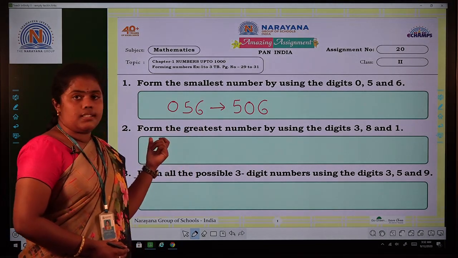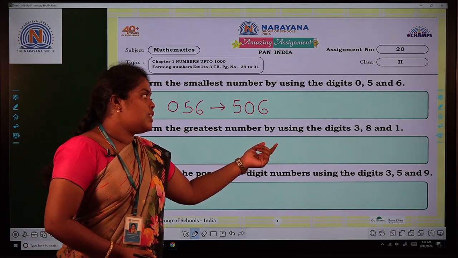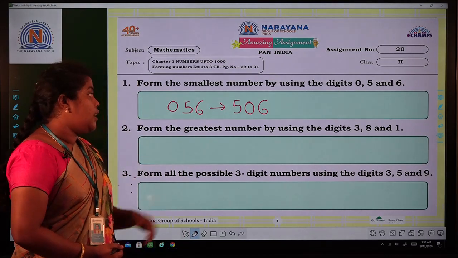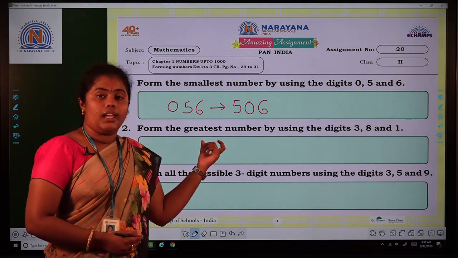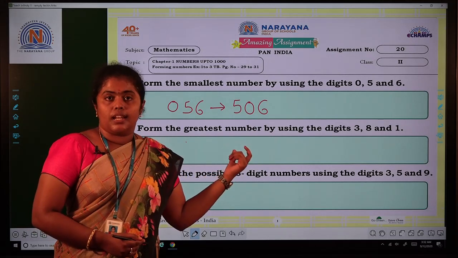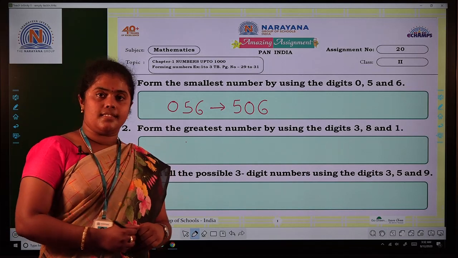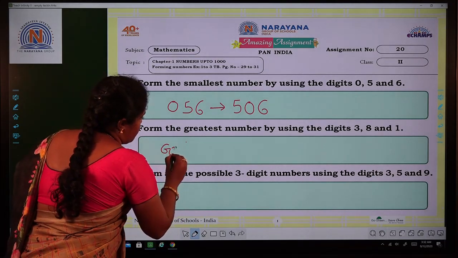Next we will go to the next question. Form the greatest number by using the digits 3, 8 and 1. So how to form the greatest number? Here also we have one formula. We have to arrange those digits in descending order. We know very well how to write the descending order.